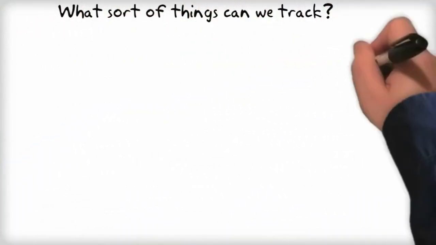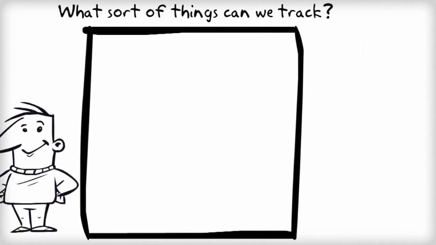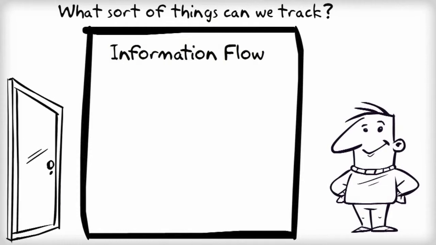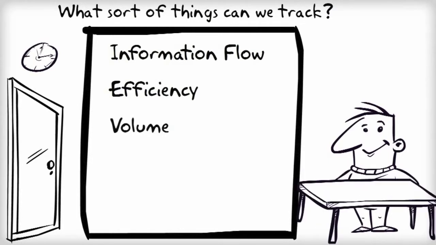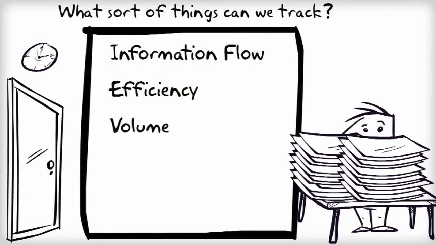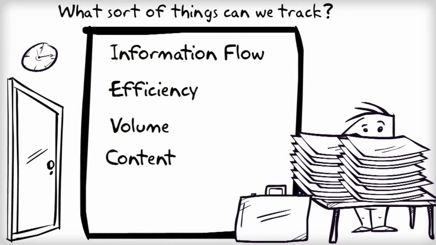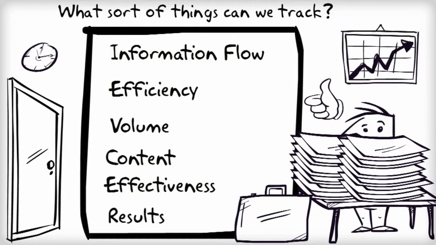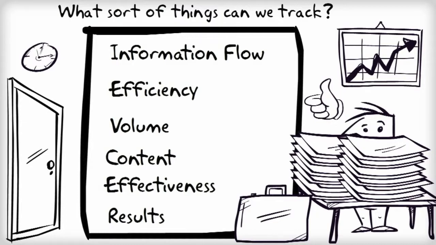So what sort of things will we be able to track using online forms? We'll be able to track things like information flow, who's sending and receiving all these requests; efficiency, how long do these requests take; volume, how many requests are we actually talking about; content, what is the nature of these requests; effectiveness, are we getting what we want; results, how do these processes affect our revenue and resources at Global Knowledge?